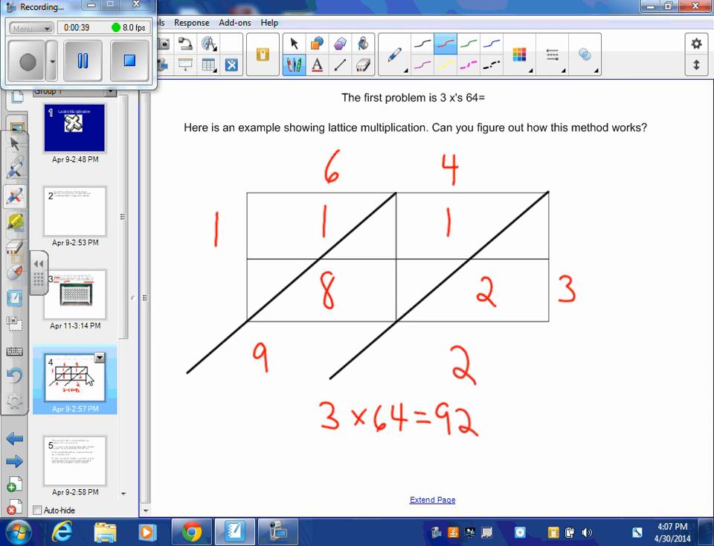Here is an example showing lattice multiplication. Can you figure out how this method works?